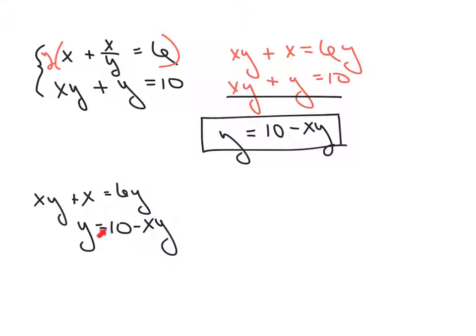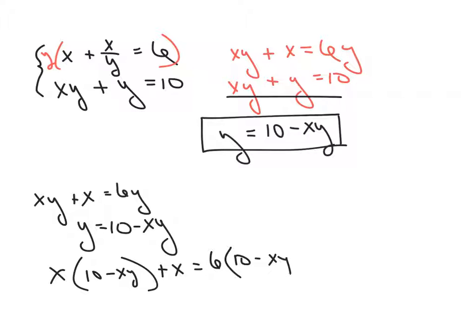I didn't get rid of my y, because I take this y equals 10 minus xy. So now when I see a y, I put 10 minus xy in its place. When I see this y, I put a 10 minus xy in its place. So when I do that, I still have y's, because it looks like x times (10 minus xy) plus x equals 6 times (10 minus xy).